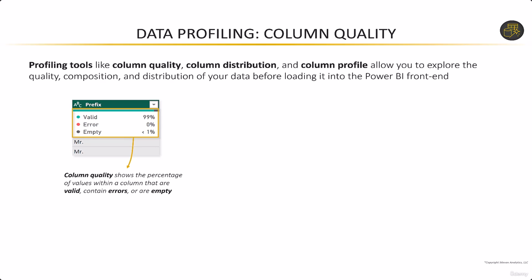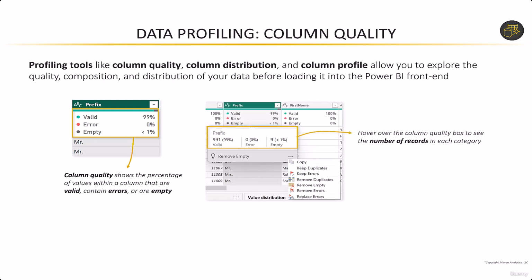If you're ever trying to quickly identify the percentage of empty or error values within a column, this is a great tool to use. Additionally, you can hover over the column quality box to reveal a contextual menu with some details and additional options. On the lower right, you'll see a little ellipsis icon that when clicked will reveal a bigger contextual menu with other options to do things like clean up duplicates, remove empty values, and remove or replace errors.